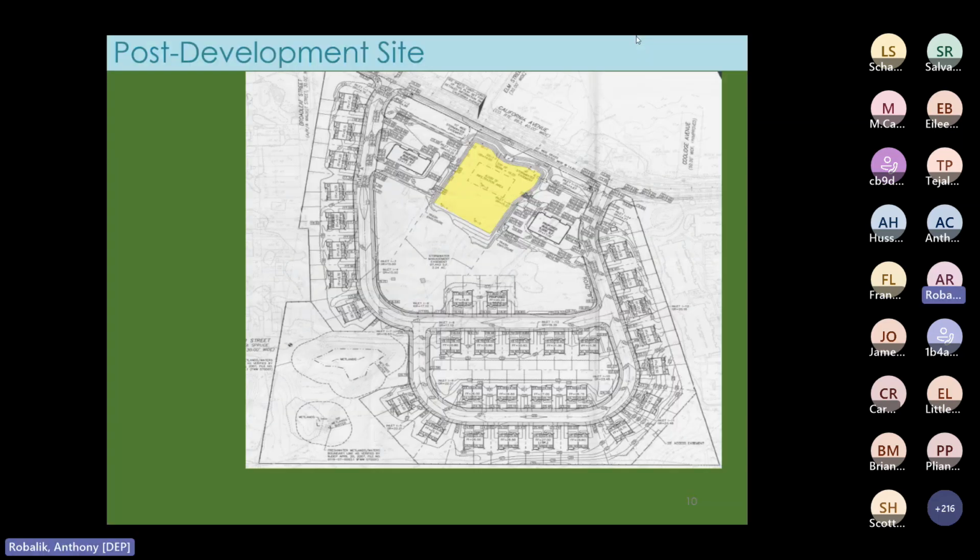So here's the site plan. It's a residential development. They're constructing homes, roadway, and 2 buildings in the center of the property. Also in the center is their stormwater management basin, which is an infiltration type basin, and that's the feature shown in yellow.